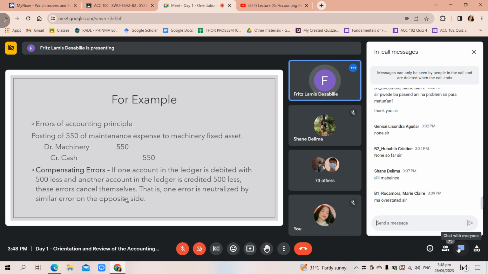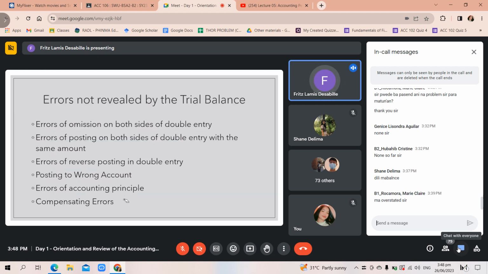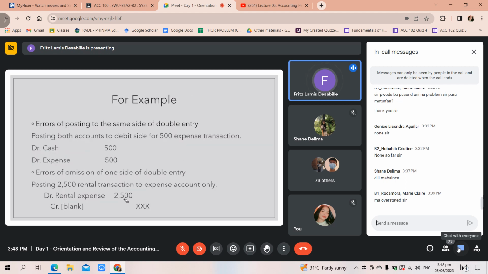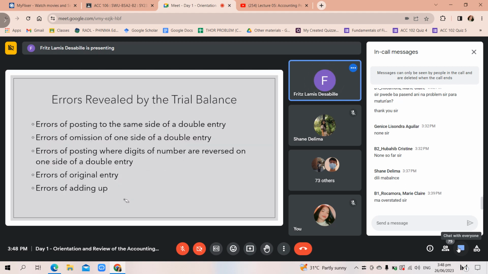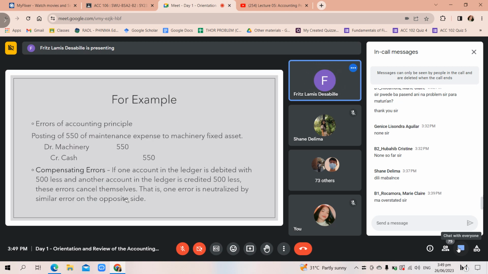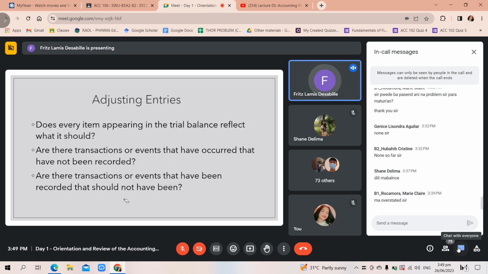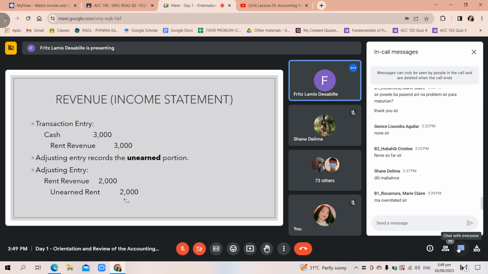So please guys, another thing that you should familiarize, not necessarily memorize: what are the errors revealed by a trial balance and what are errors not revealed by the trial balance? So sa kaning portion, okay na ta ani, adjusting entries next. Okay.